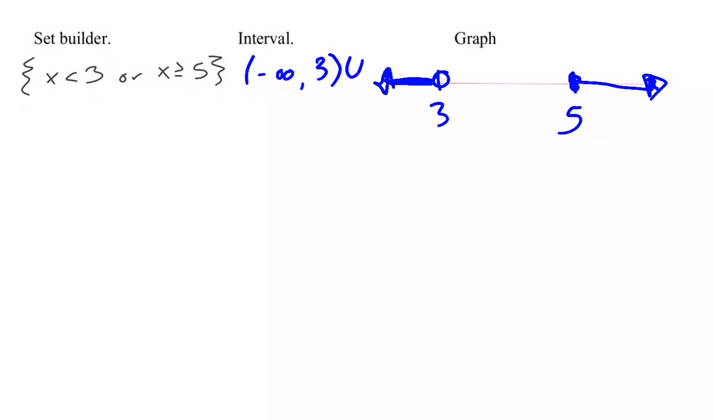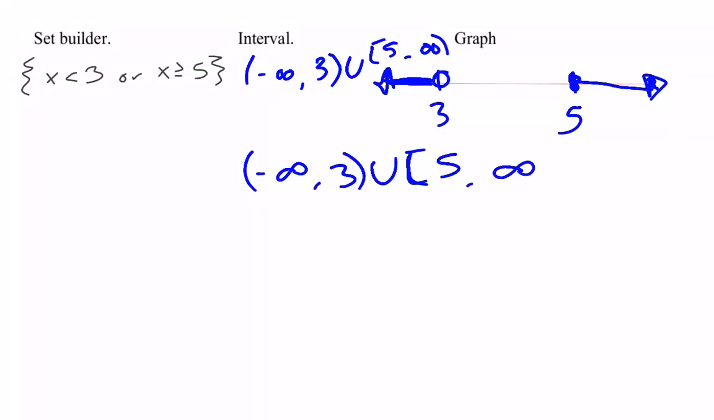And then, since I am starting with a filled-in circle, I'm going to put a straight bracket, 5, and that is going to keep going up to positive infinity. Once again, that will be parentheses. I'm going to write that a little more clearly down here. So parentheses, negative infinity, 3, parentheses, U for union, straight bracket, 5 to positive infinity, parentheses.